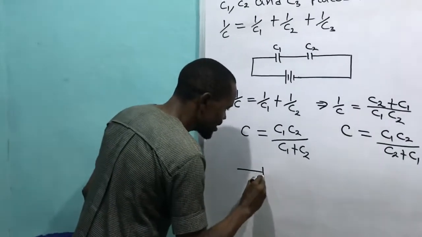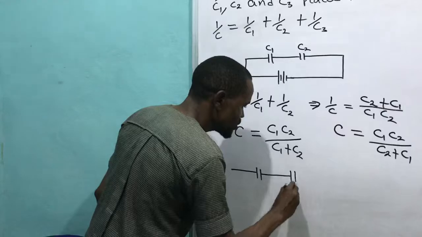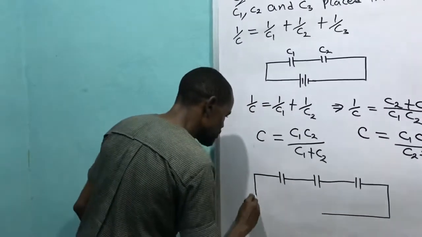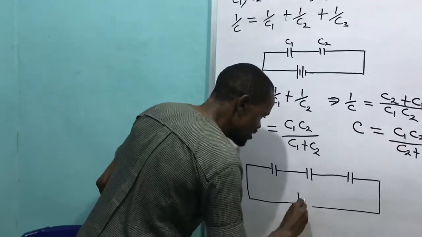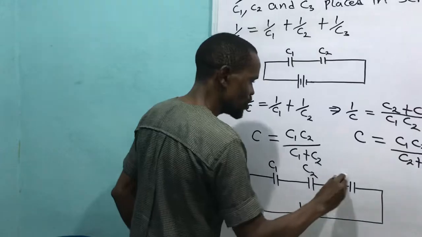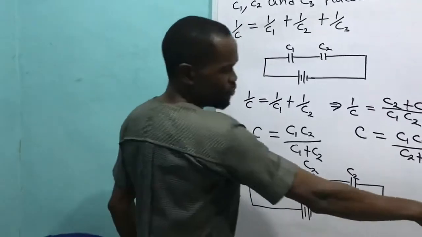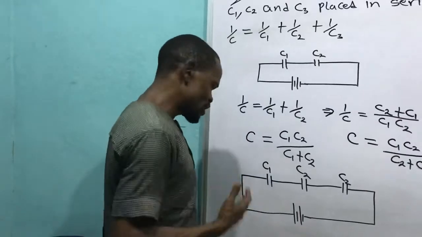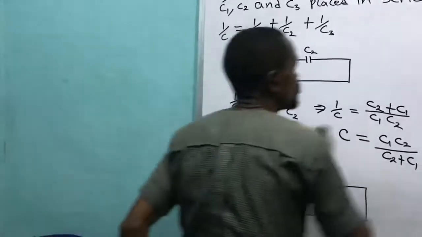Then, again, let us see when they are three in number. I can say this capacitor, this capacitor, and this capacitor are connected in series. I can have C1, C2, C3, and we have proved it here.